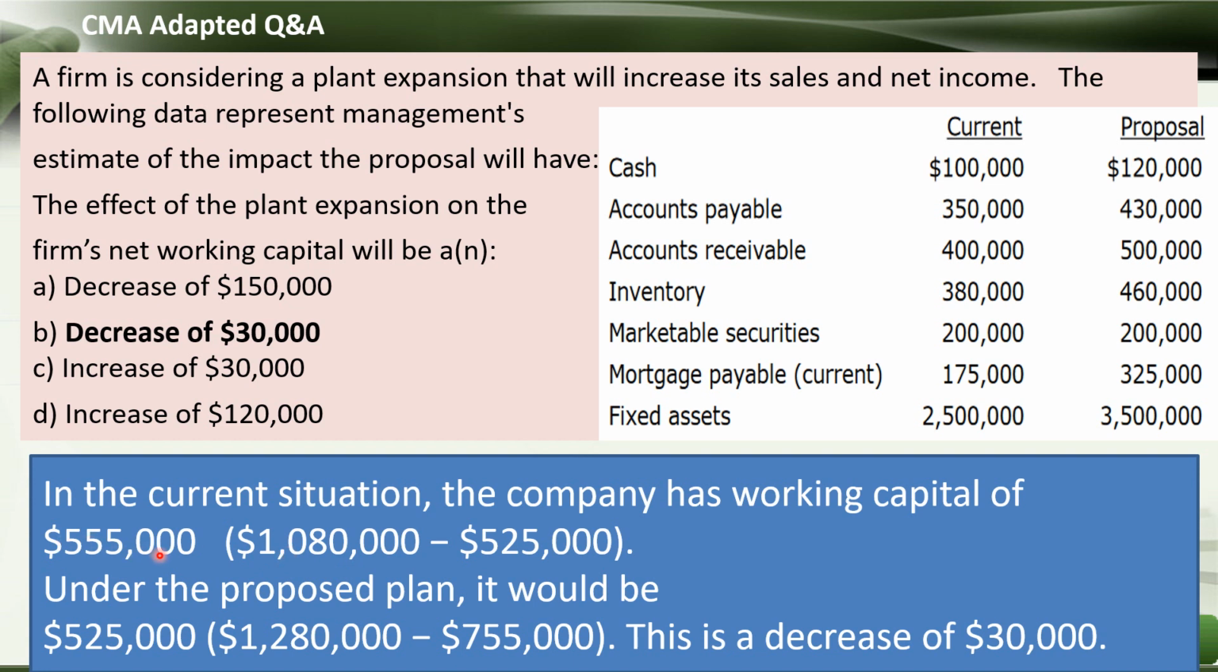$555,000. And fixed assets are long-term in nature, so we ignore those. And from the proposed area also, we ignore the fixed assets part. From the remaining part, we calculate and get $525,000 as the net working capital. Therefore, it is decreasing by $30,000. So option B is the correct choice.